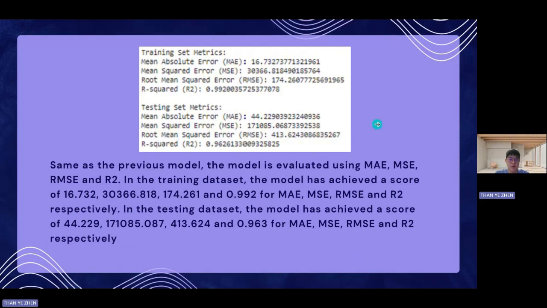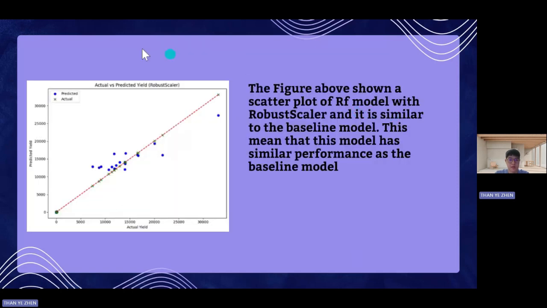Here you can see that the performance for both training set and testing set is basically the same as the baseline model. You can also see that from this figure, because the figure is very similar to the baseline model, which means both of them have the same performance.